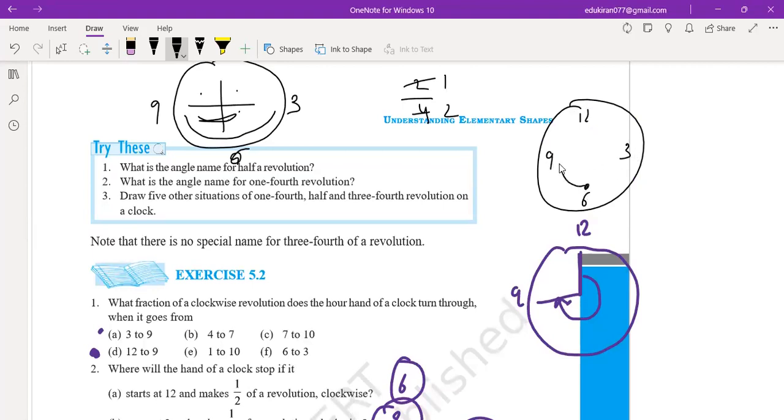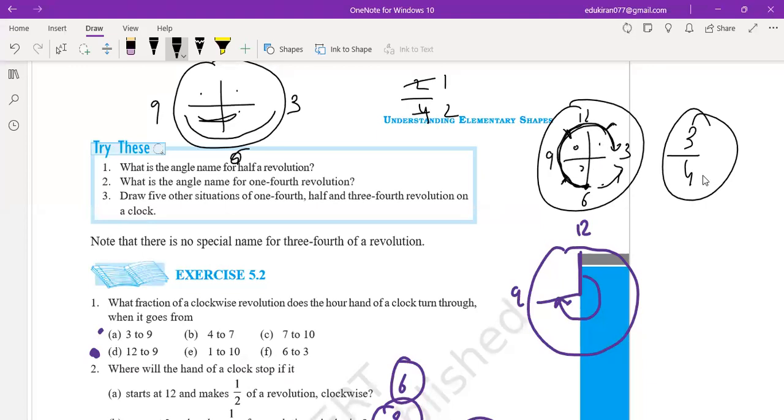6 to 3. So 1, 2, 3. So the answer would be 3 upon 4. Have you ever seen the clock going from the other side? The clock always goes like this, no? So 6 to 9, then 9 to 12, then 12 to 3. So from 6 to 3, how many quarters is it covering? 1, 2, 3. So it would be 3 by 4. Fine, both of you? Yes, ma'am.